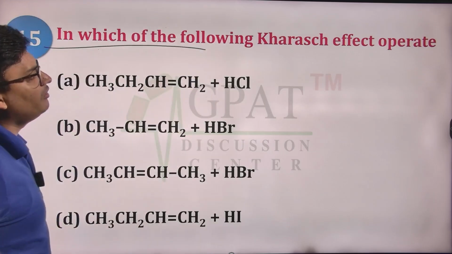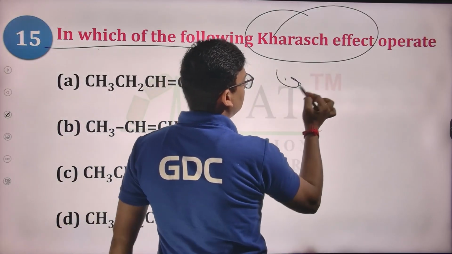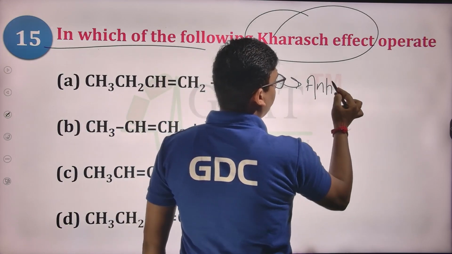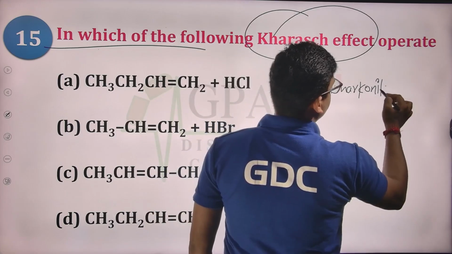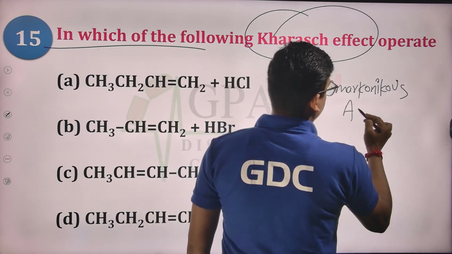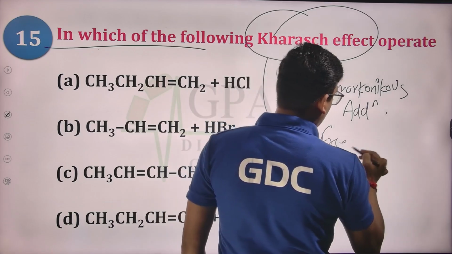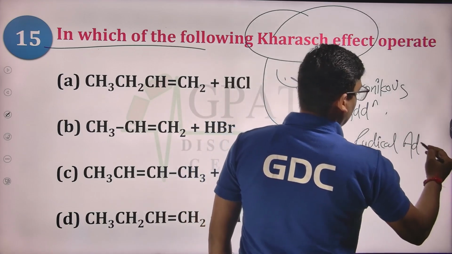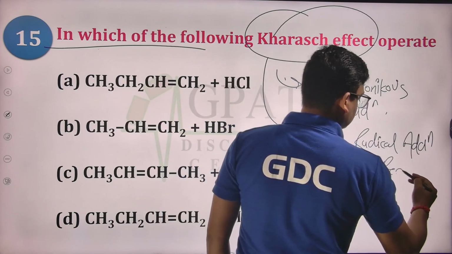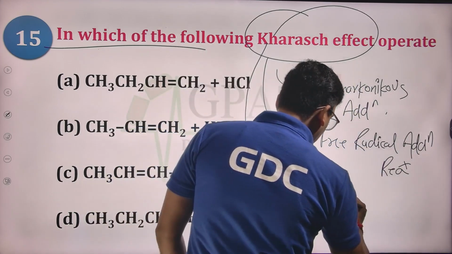In which of the following does the peroxide effect operate? The peroxide effect means anti-Markovnikov addition, which means a free radical addition reaction. That means peroxide effect.